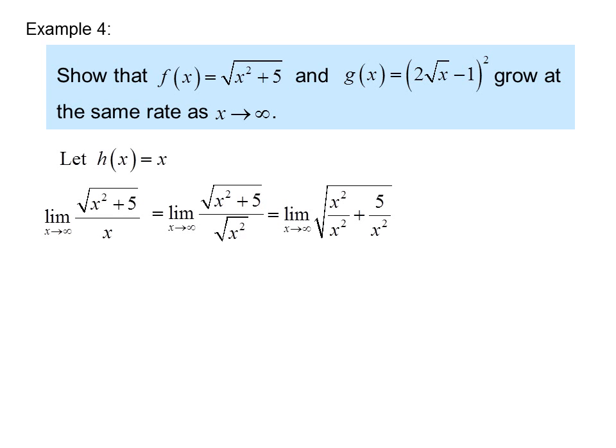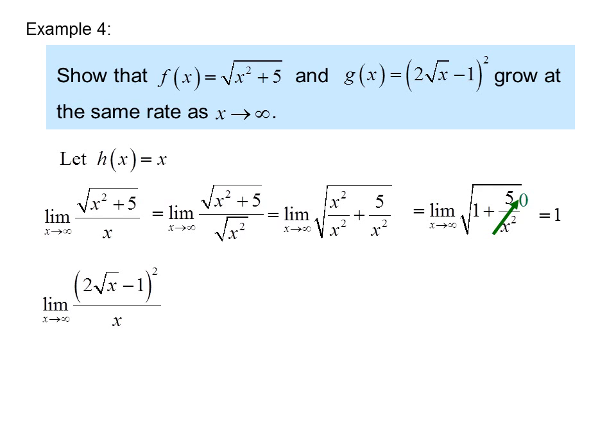This gives us the limit as x goes to infinity of radical x squared over x squared plus 5 over x squared, which is the limit as x goes to infinity of radical 1 plus 5 over x squared. And as x goes to infinity, this term approaches 0, so our limit is 1.